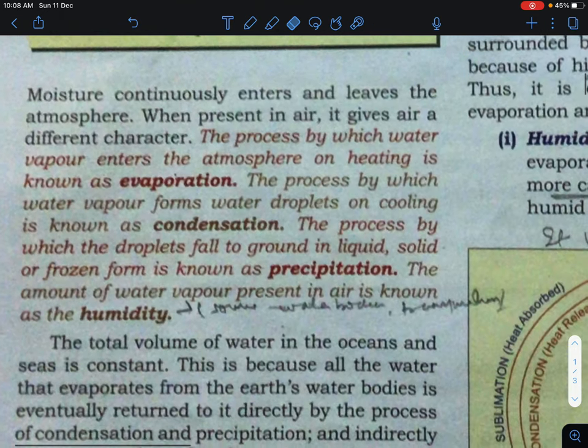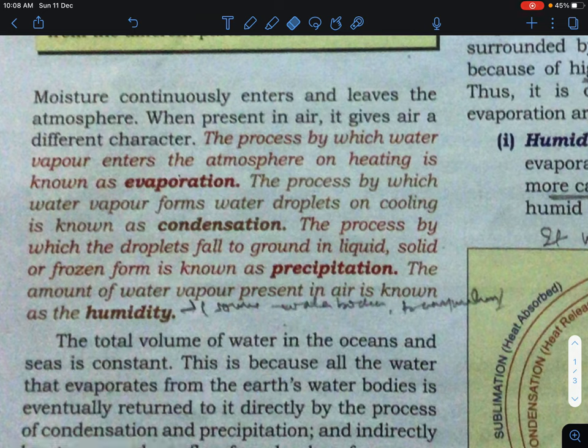Let's take the process by which water vapor enters the atmosphere. The process by which water vapor enters the atmosphere on heating is known as evaporation. Means what is evaporation? It is the process by which water vapor enters the atmosphere on heating.